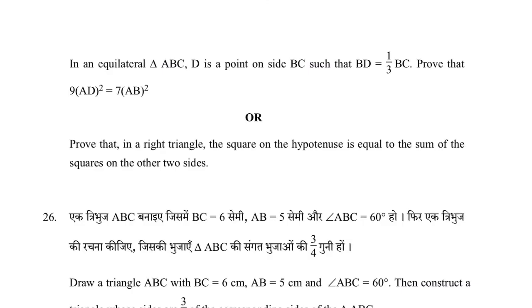There is a choice in the 25th question. So the other question, we have to prove that in a right triangle, the square on the hypotenuse is equal to the sum of the squares on the other two sides. Basically, we need to prove the Pythagoras theorem. We need to prove hypotenuse square is equal to the sum of the squares of the other two sides, so perpendicular square plus base square.